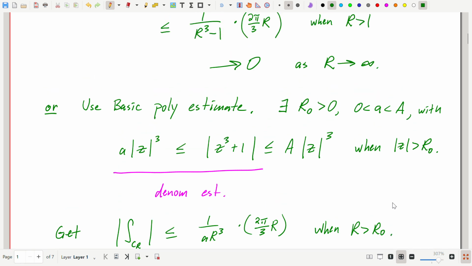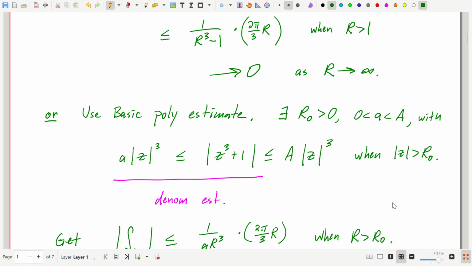So let's see. If I had a polynomial divided by a polynomial, I would use the right-hand side of that in the basic polynomial estimate for the numerator and the left-hand side for the denominator, and I'd get an estimate that way. And it would just depend on the degrees of the polynomial. We've seen that before. You only include the highest order term, basically. Right, the highest order term is the one that determines the behavior for big z in modulus. That's the beauty of the basic polynomial estimate.